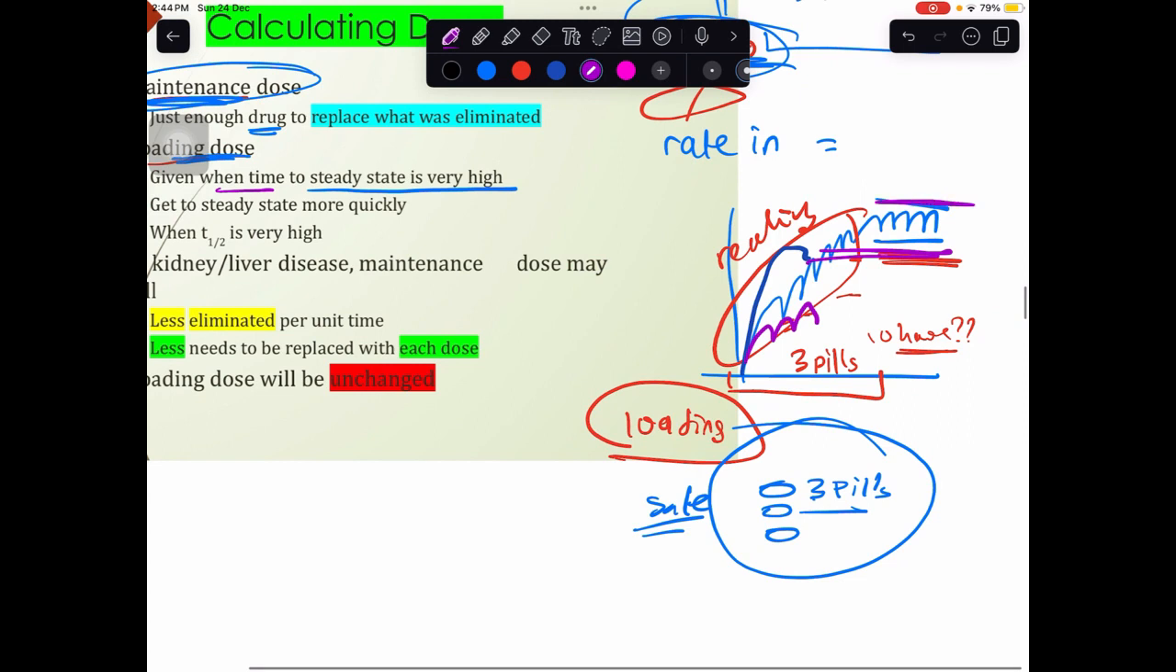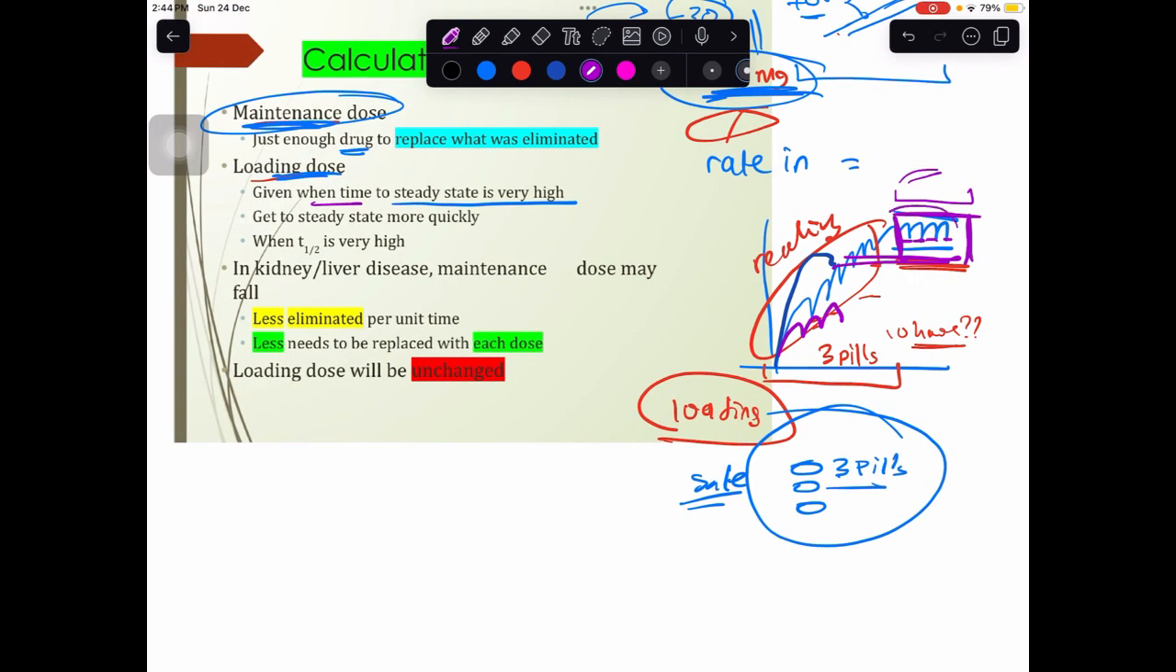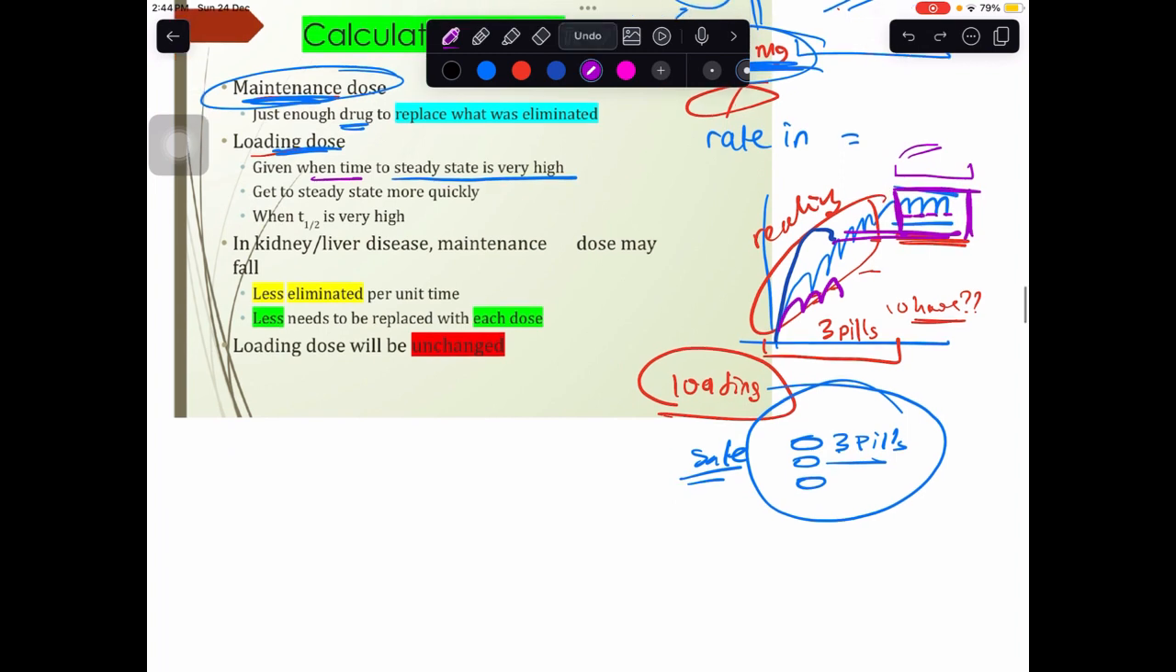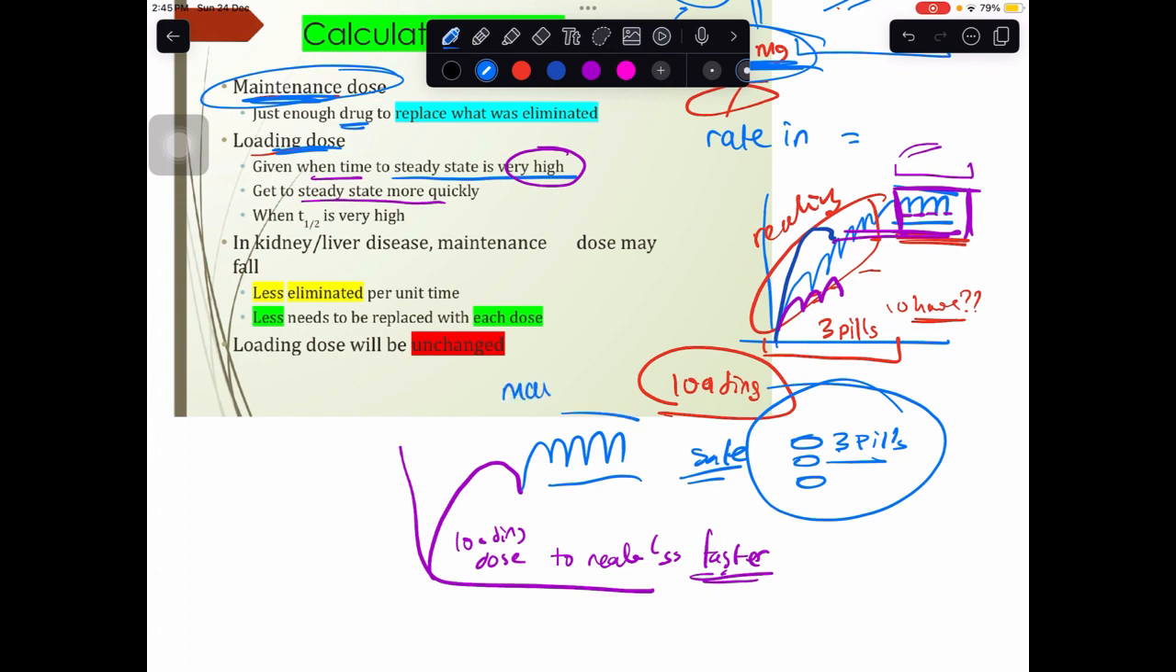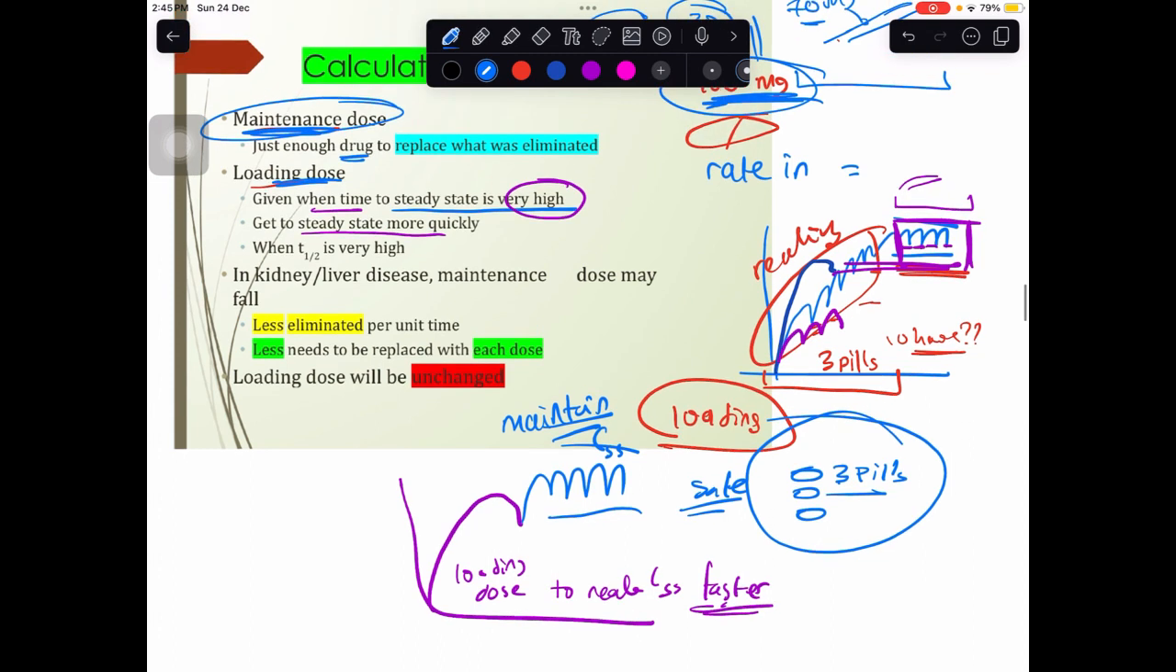As for the maintenance dose, no, in order to maintain how much is being lost, to replace what has been lost and to maintain the steady state. So the loading dose is to reach the steady state faster, and this is happening only when it takes very high time, or to make it reach more quickly. The maintenance dose is when I'm trying to maintain, from the name maintain, this steady state concentration. How? By replacing what has been lost.